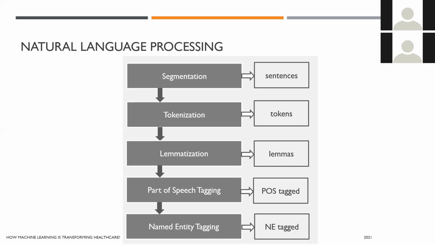Next step is tokenization. During the tokenization phase, each sentence is split into separate words called tokens. Then we process each individual token for lemmatization to generate lemmas. For example, in the words run, runs, running, run is the lemma. Or in the words break, breaks, broke, and broken, break is the lemma.